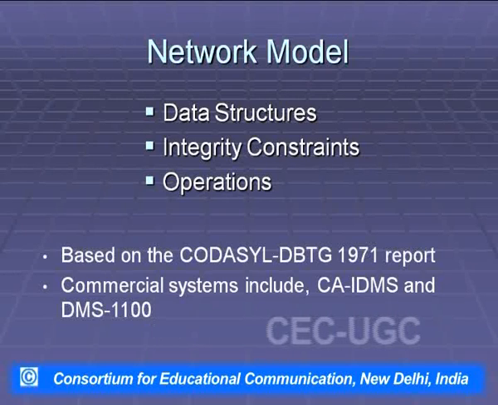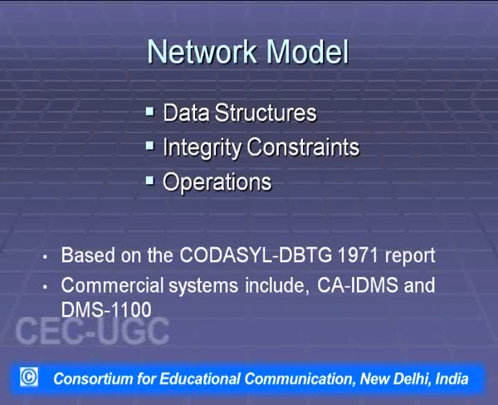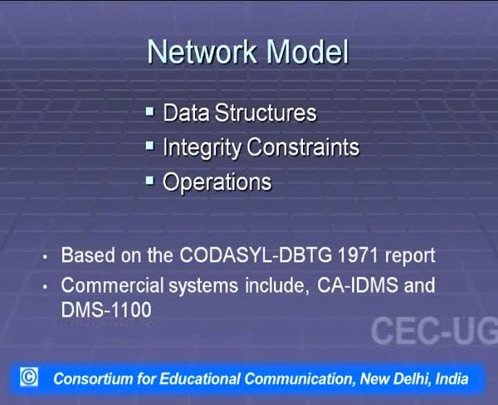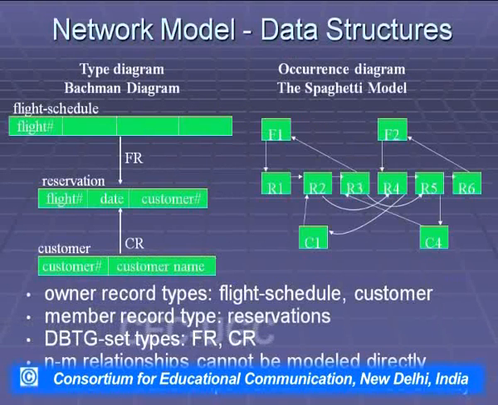Another model which is very important is the network model. Now here you can see the data structures, integrity constraints and operations. Based on the CODASYL DBTG 1971 report, commercial systems include CA IDMS and DMS 1100. Network model data structure: type diagram, Bachman diagram, the same things are being changed here. See flight and the reservation, customer and the customer's relationship.